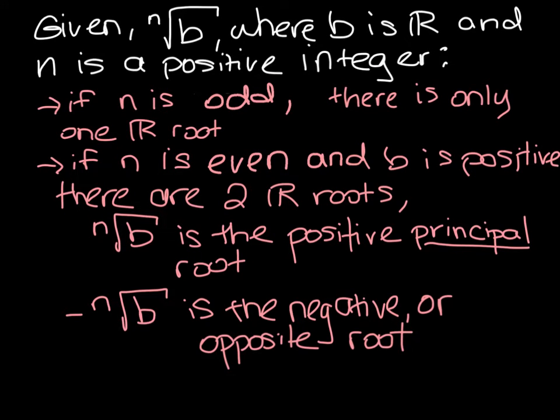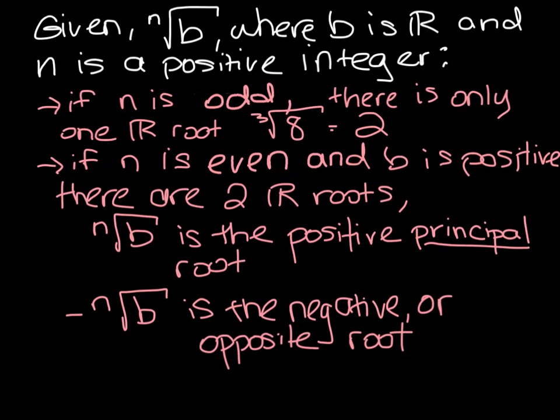Given that you have a radical where b is the radicand and n is the index, when b is a real number and n is a positive integer, if n is odd, there's only one real root, and if n is even and b is positive, so we're not talking imaginary numbers, then there are 2 real roots. This makes sense because if n is odd, that's like the cubed root of 8. There is only one real root there, and it's a 2.